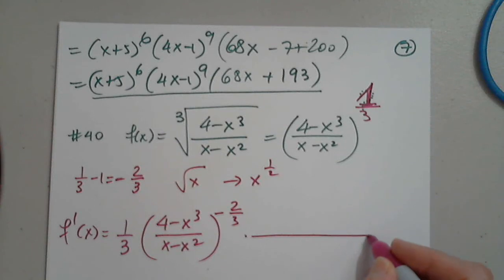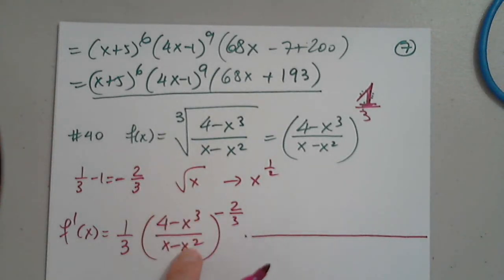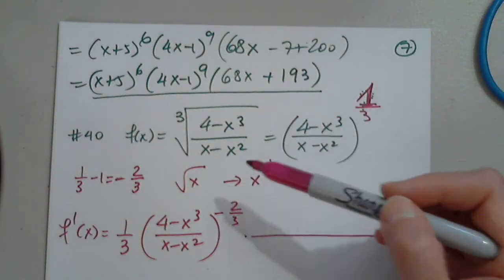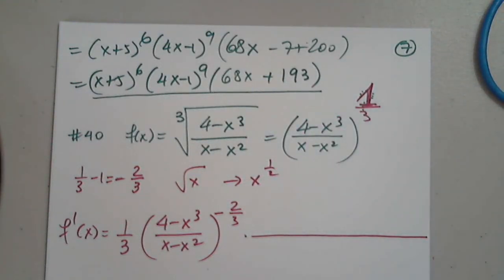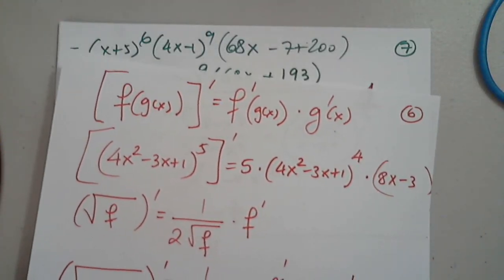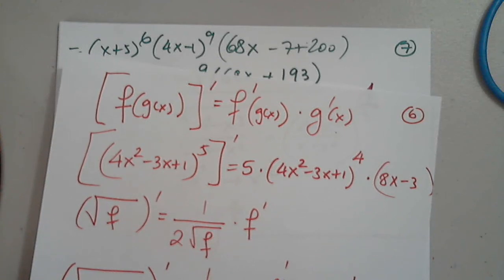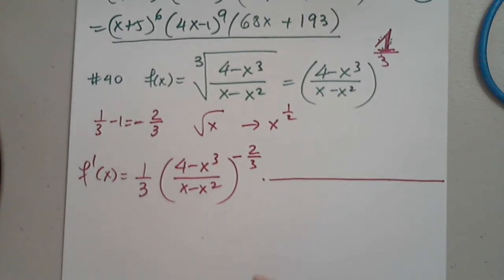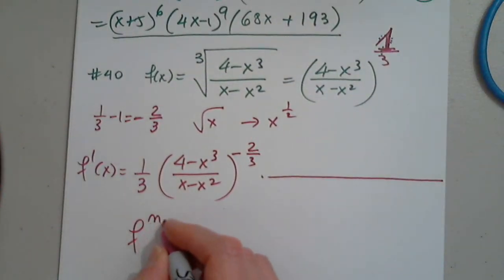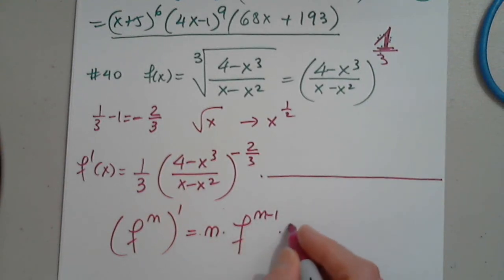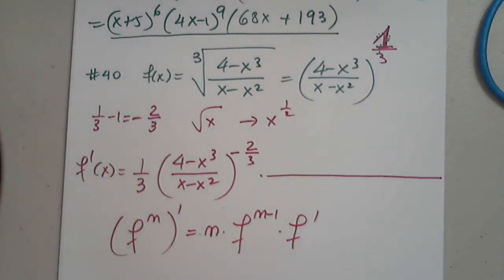Times the inner function prime. So I differentiated the outer. I brought the power in front. I subtracted 1 from the power, according to the rule here. Let me write it one more time so it's here handy. So f to n power prime is n times f to n minus 1 times f prime. I have it written 2 pages ago.